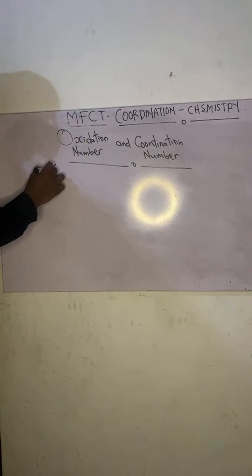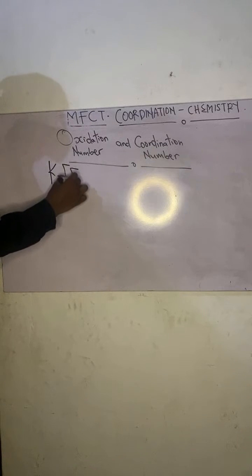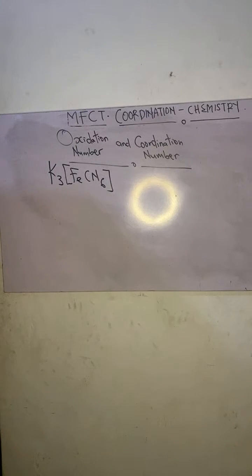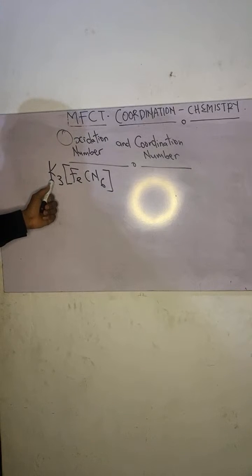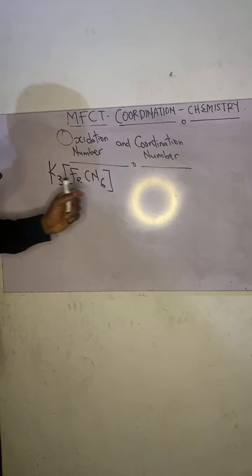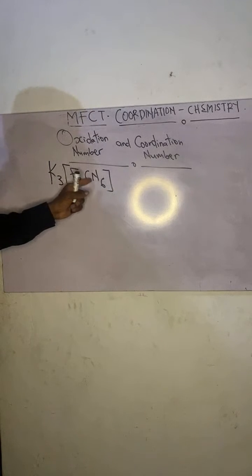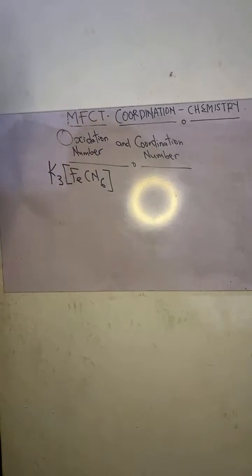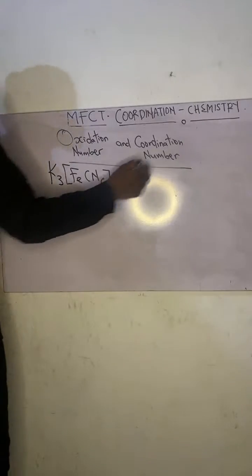For example, let's say we have K3[Fe(CN)6]. We all know that K is potassium and it is a counter ion. The central atom and the ligand are found only in the square brackets. This simply means that Fe is the central atom, while the ligand is CN. So how many CN are we having here? That is 6 CN.